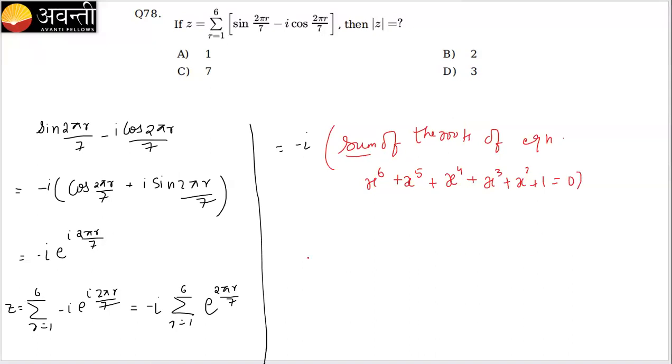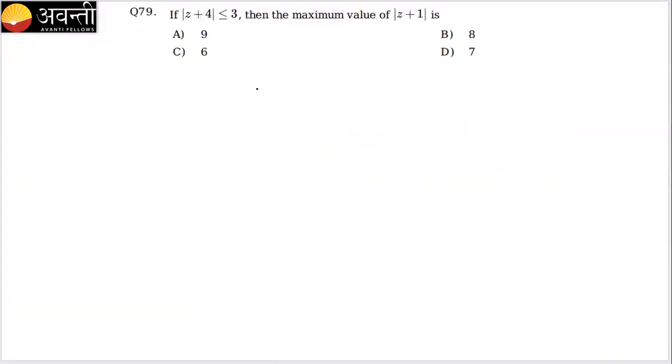Why sum? Because it is summation. And what is the sum of the roots of this equation? It is minus 1 upon 1, which equals minus 1, so minus i times minus 1 gives i. So i is my answer. Achha, we want mod z. So z equals i, so mod z will be equal to 1. So my answer is option A. Let's move on to the next question.